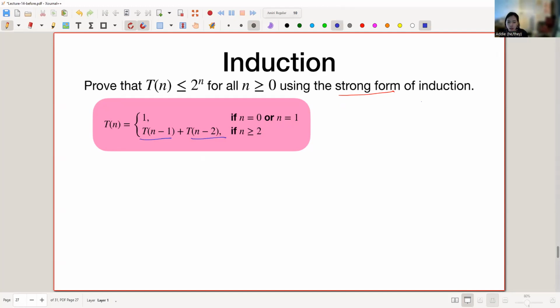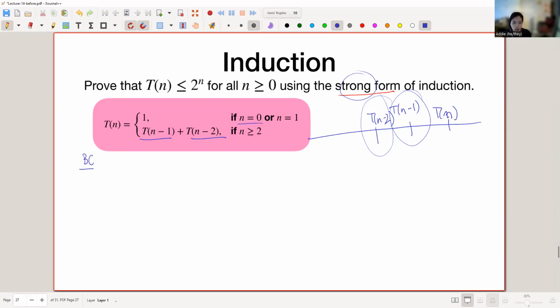I mean that in order to identify what T of n is, let's say this is T of n on our list here, we need to know what T of n minus 1 and what T of n minus 2 are, okay? So it is not sufficient to just know what T of n minus 1 was, we need to know both. Okay, so this should already be a big clue that we need to use the strong form of induction in order to prove this. So we'll use, as always, our base case.